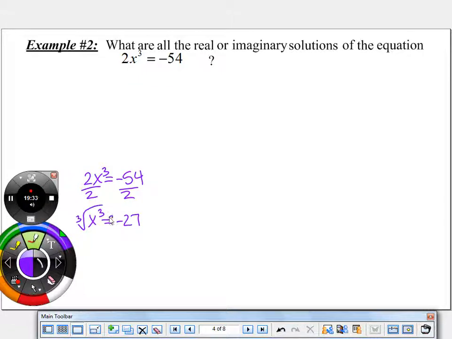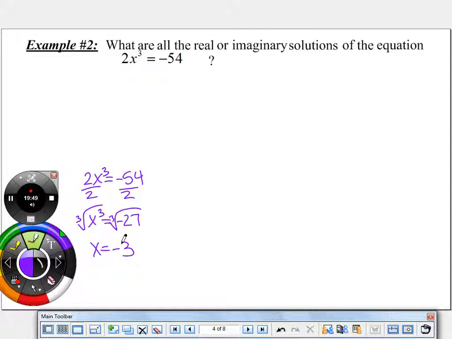Good. You'd find the cube root of negative 27, which is? 3. Negative 3. Okay? Because negative 3 times negative 3 times negative 3 equals negative 27. And this is the answer you would get, and that would be all. Okay? But what degree is this function?